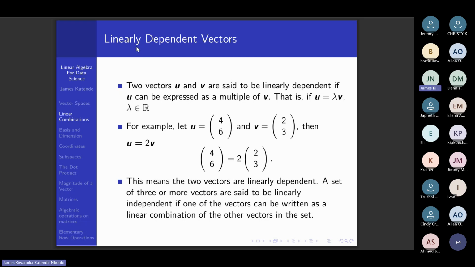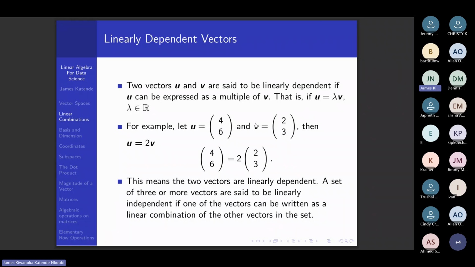So here is another concept that we will find useful. We talk of linearly dependent vectors. Two vectors U and V are said to be linearly dependent if one of them can be written as a multiple of the other. So for example, if you can write U as a multiple of V, where lambda is just a real number. If I multiply some real number by V and I get U, I can say that the two vectors U and V are linearly dependent.